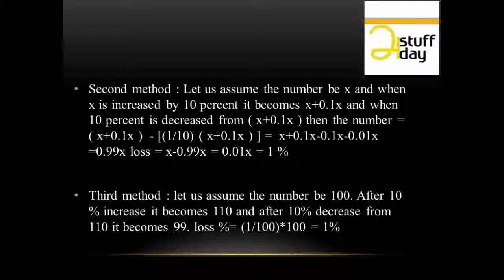The third method is using assumptions. Let us assume the number to be 100, and after a 10% increase it becomes 110, and after a 10% decrease from 110 the number becomes 99. The loss is equal to 100 minus 99, which is equal to 1, and the loss percentage is 1 by 100 into 100, which is equal to 1%. The problem is you can't assume in all the problems, so you must be careful and intelligent in your approach and choose a way that lets you find the answer in less time.